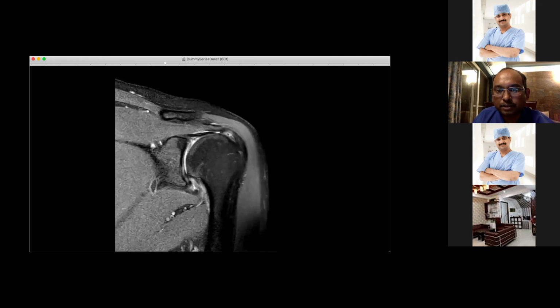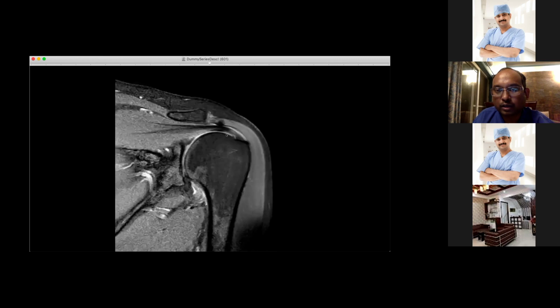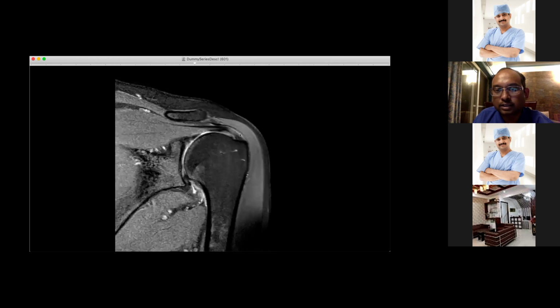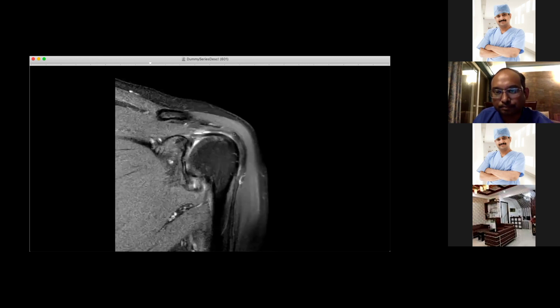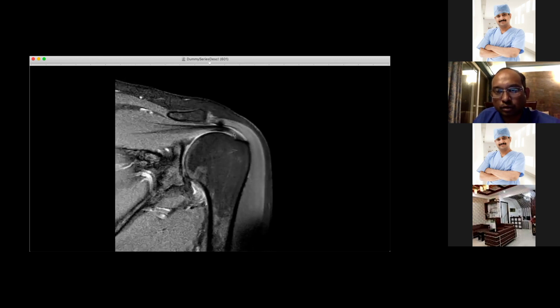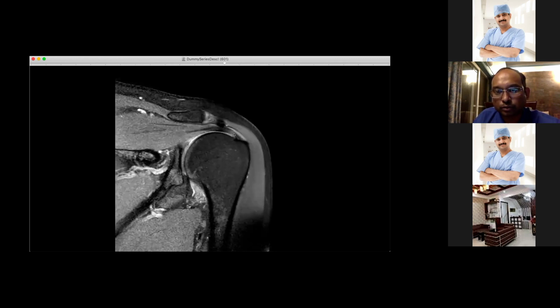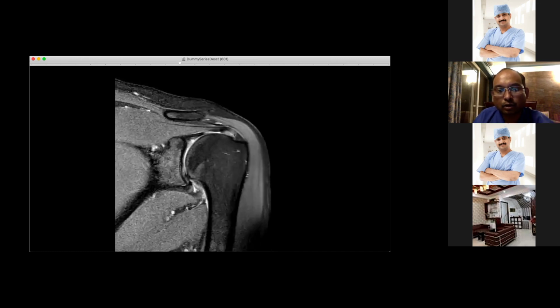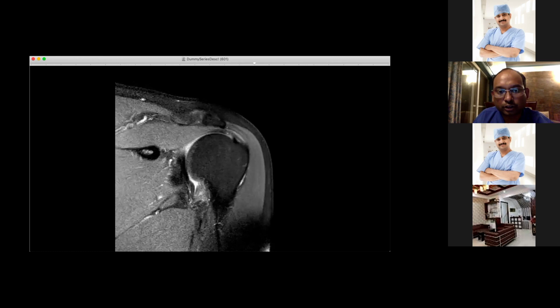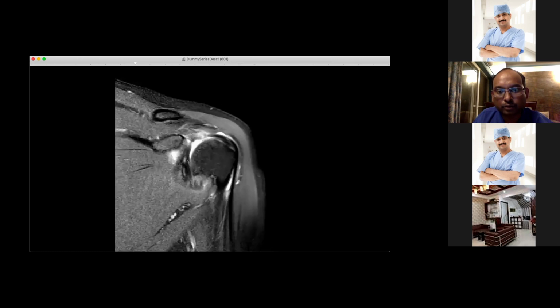If you can appreciate here, this area is looking much brighter, or looking like a fluid as seen in this sequence. This is the articular surface and this is the bursal surface. So there is a small articular surface tear of the supraspinatus tendon. So we have to scroll from anterior to posterior to see the whole of the supraspinatus tendon. That is what we can see nicely in the coronal view. Also, we can see the whole of the glenohumeral joint in the same view from anterior to posterior.